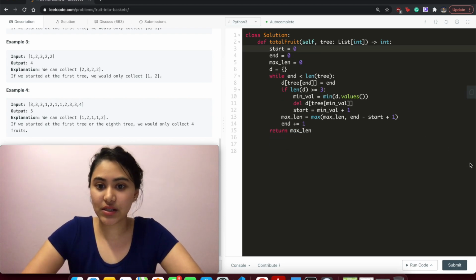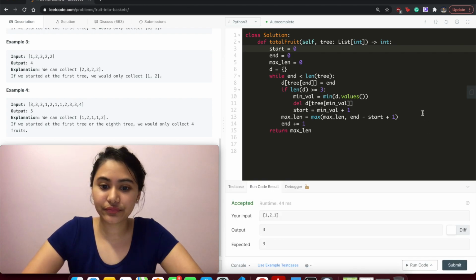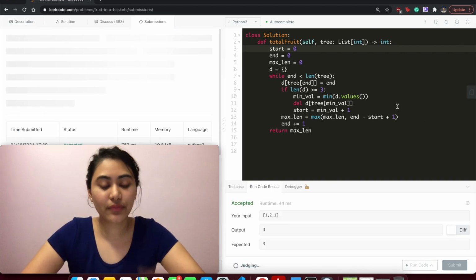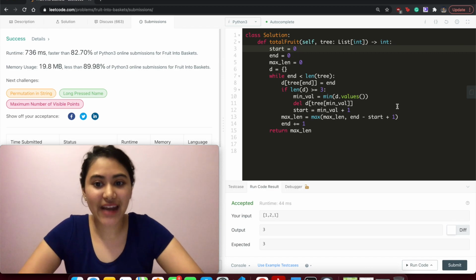Let's remove all of this. Run code. Accepted, and submit. And it's accepted as well.